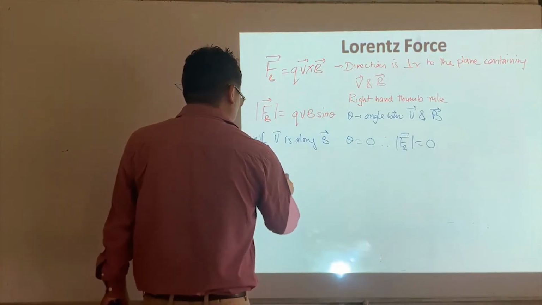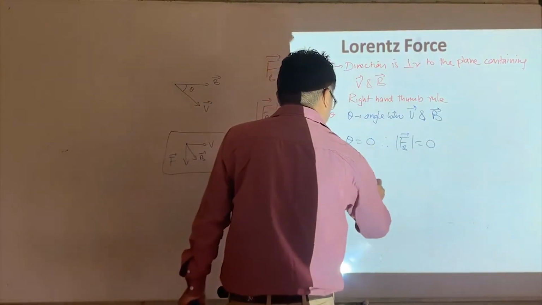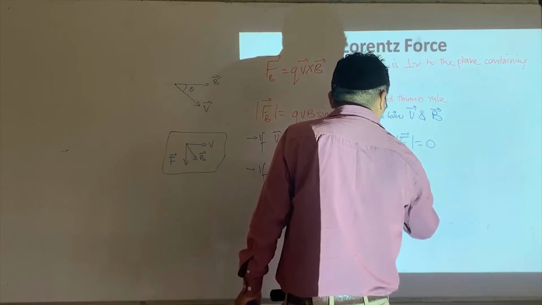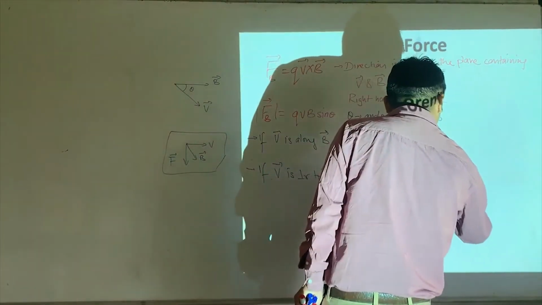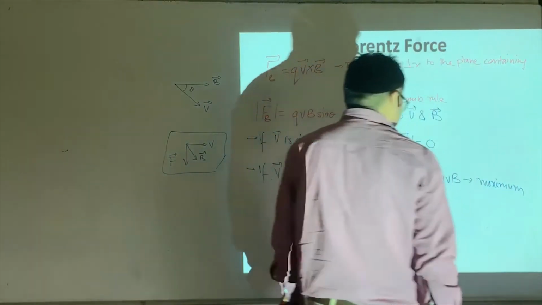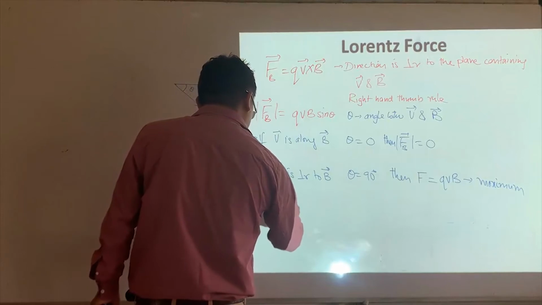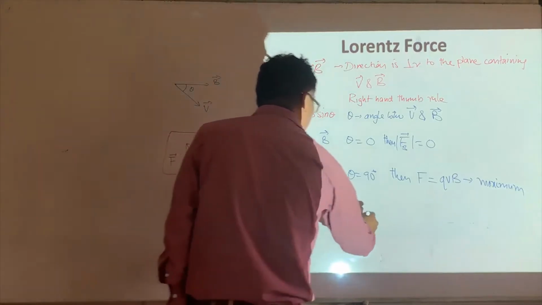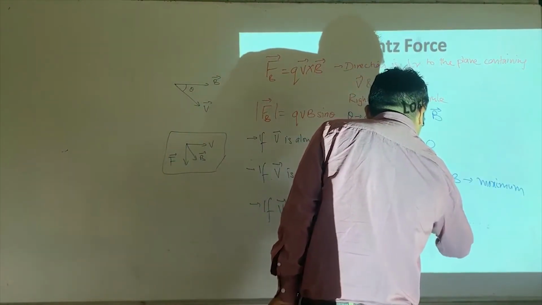And now if V is perpendicular to B, where theta is equal to 90 degrees, then force is equal to QVB. This is the maximum force. Now, if the angle is some theta, then force would be equal to QVB sin theta. So these are the conditions.